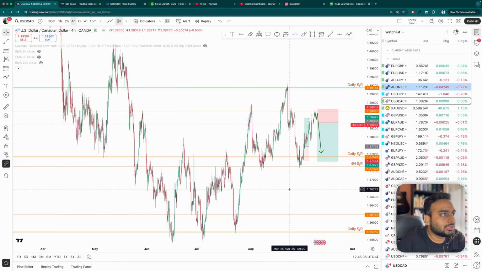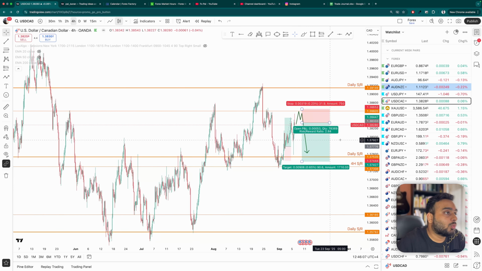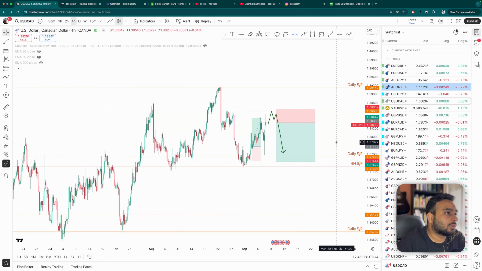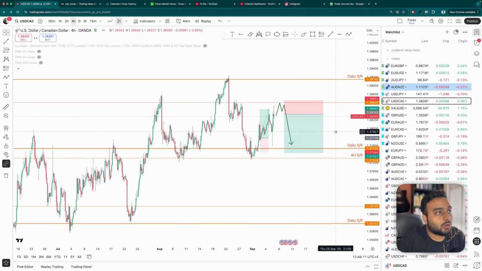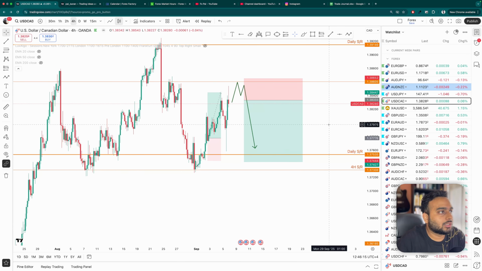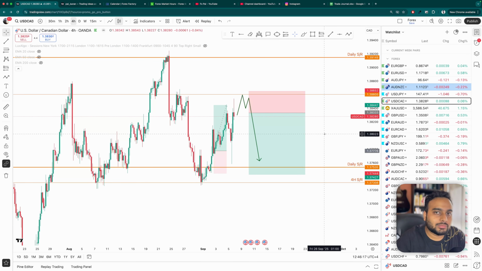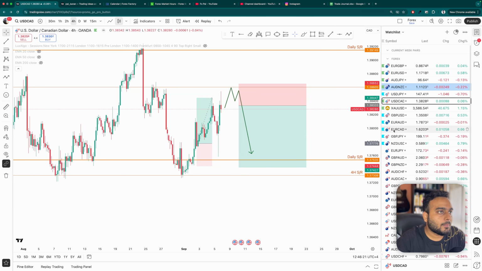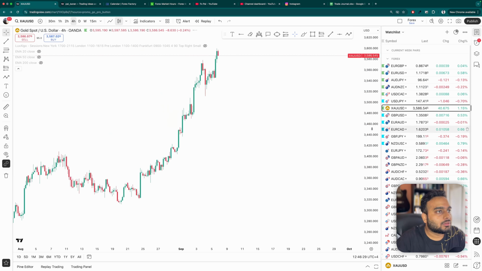So exact position I'll share once I take it. I don't give signals. I only share once I have taken positions, or only when I'm not taking a trade I might share the trade. This is something I was looking at, but maybe because of news or something like that I didn't take the trade. So USD CAD analysis done. Let's look at gold.